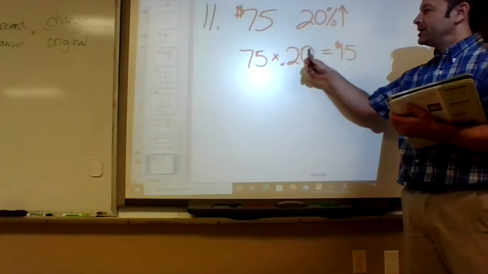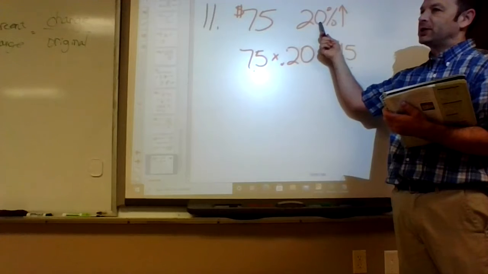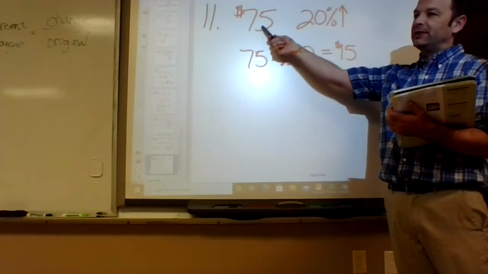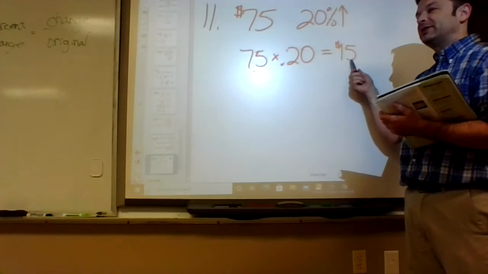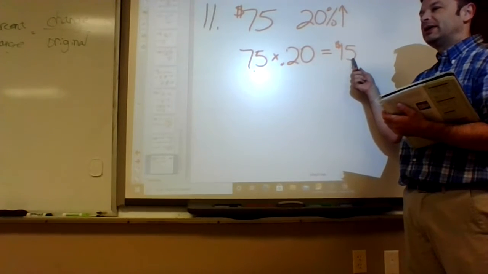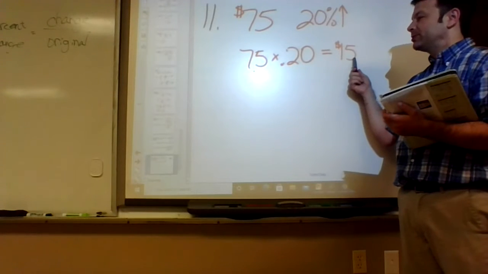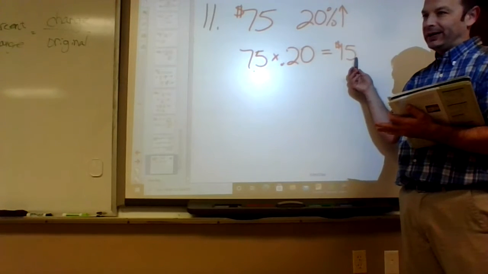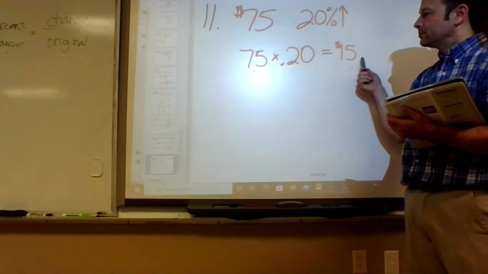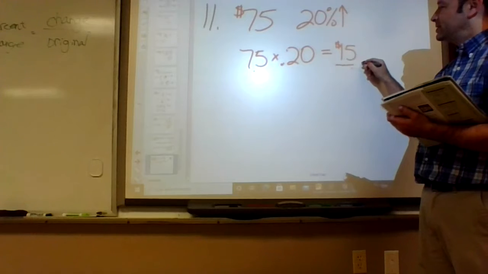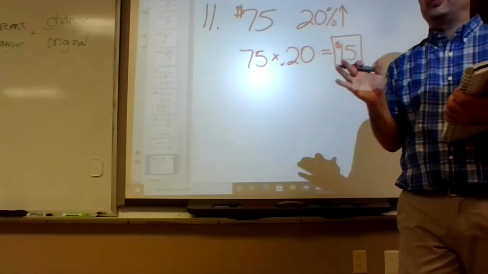$15 is not what the price changes to. We're trying to move the price up 20%. So it should be more than $75. $15 is not what the price changes into, it's what the price changes by. $15 is how much it's going to mark up. So we could just add that to 75. This is the first blank. $15 is the markup.